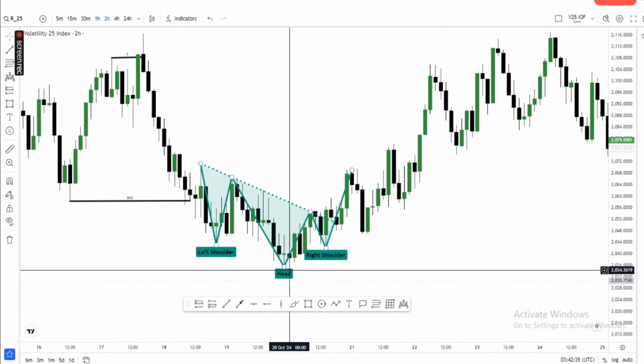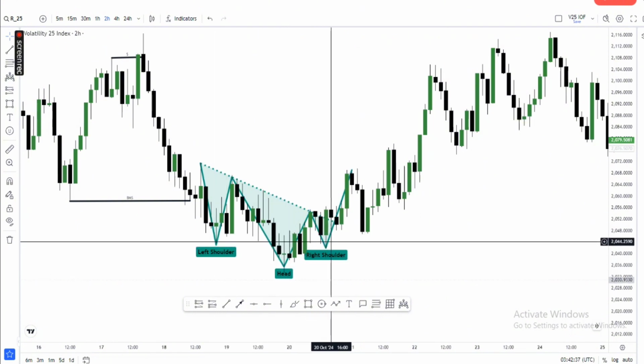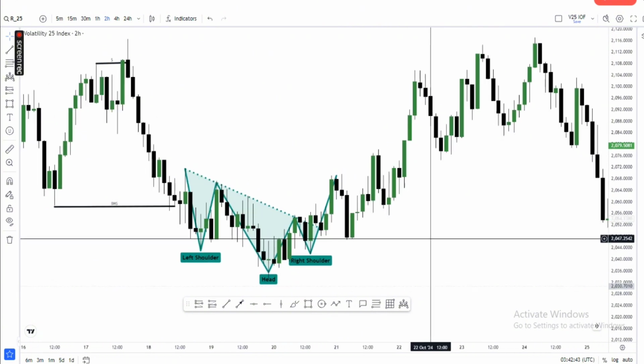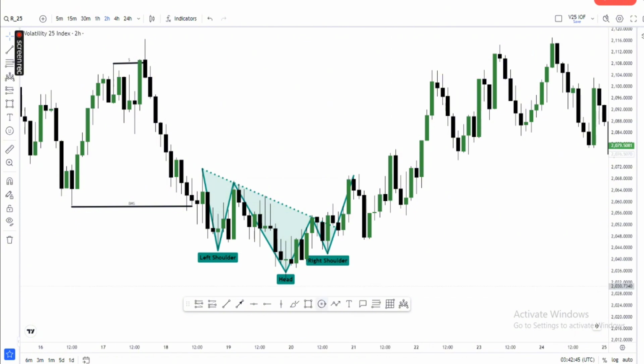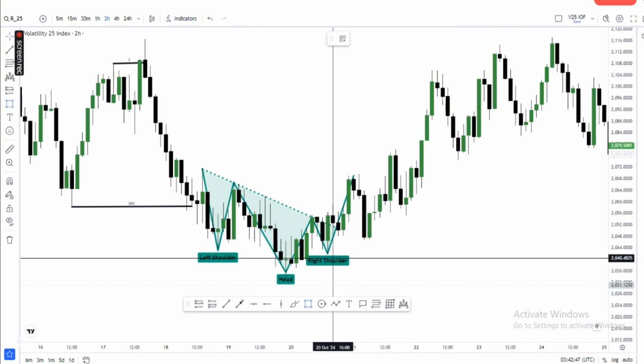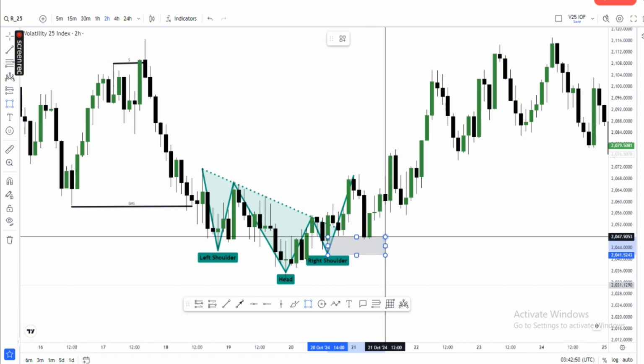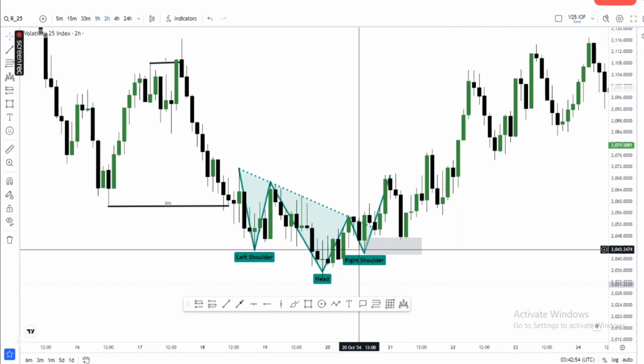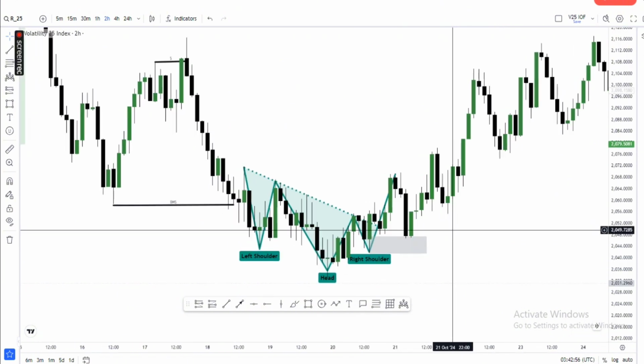So right here we get what? Our left shoulder, the head, and our right shoulder right here. What is this? This is our reversal pattern, what we want to see. And do you see how price came nicely? Price did mitigate what? Remember what I told us? I said price will mitigate that leg that caused the breakout.